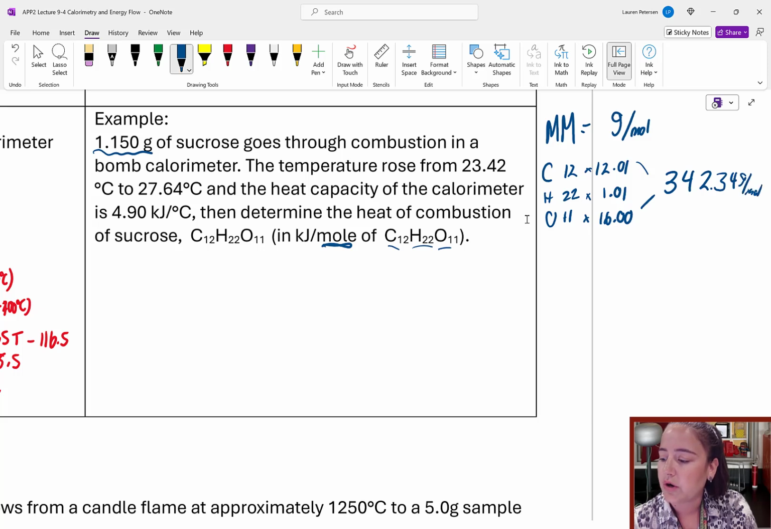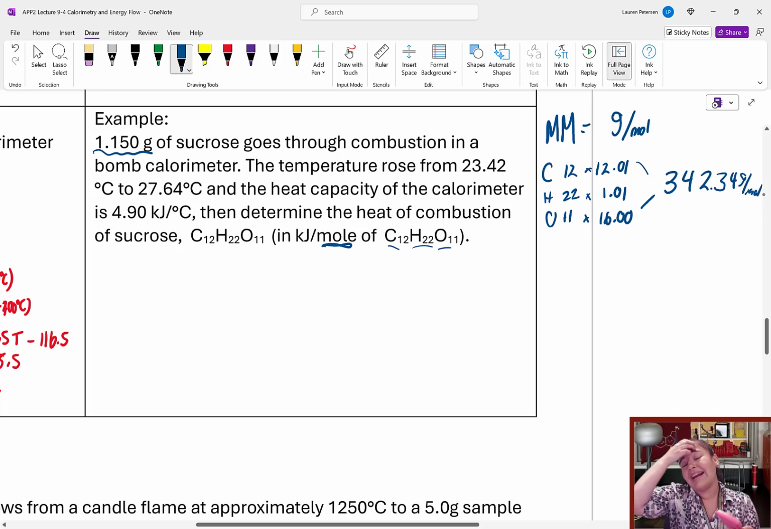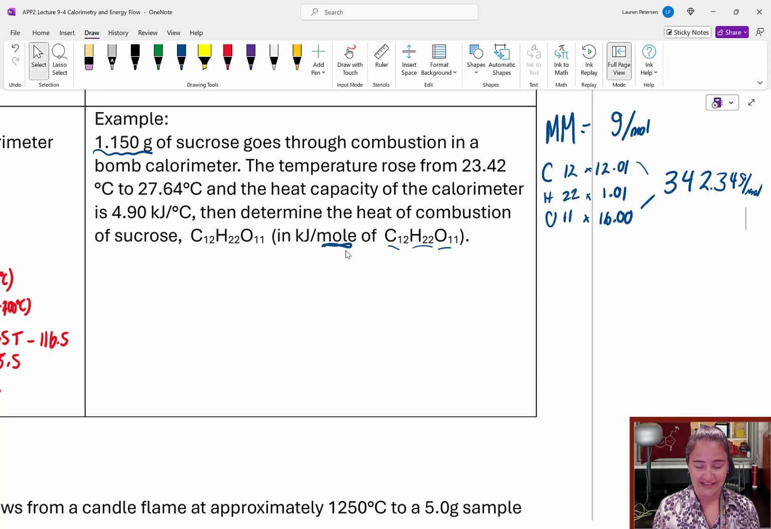That has a mass of 342.34 grams per mole. I could see a situation in AP Physics where they give you that and expect you to be able to do it just based on the units alone. So let's go ahead and work through this problem, and we'll do that step at the end.